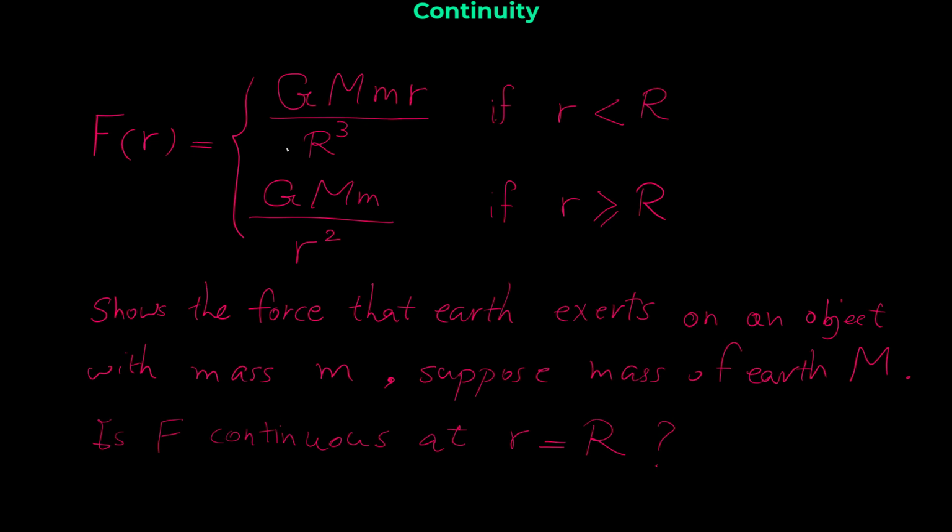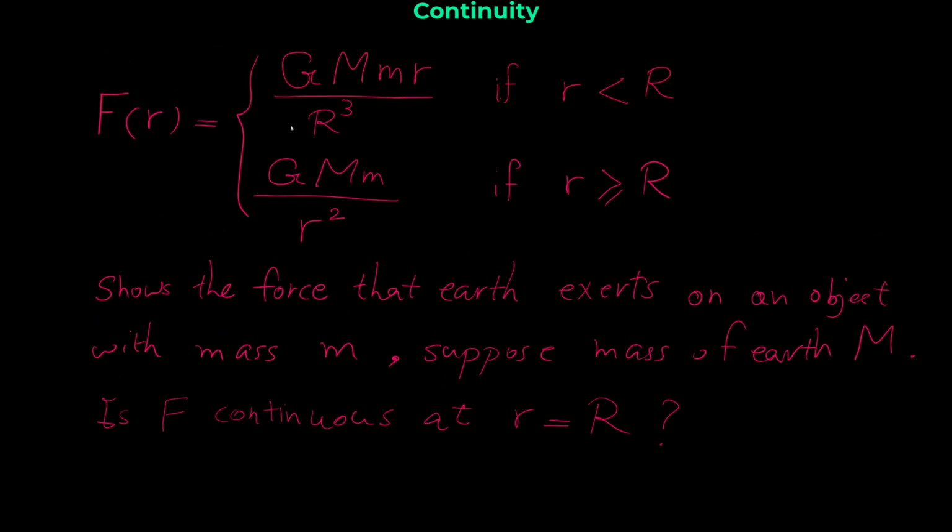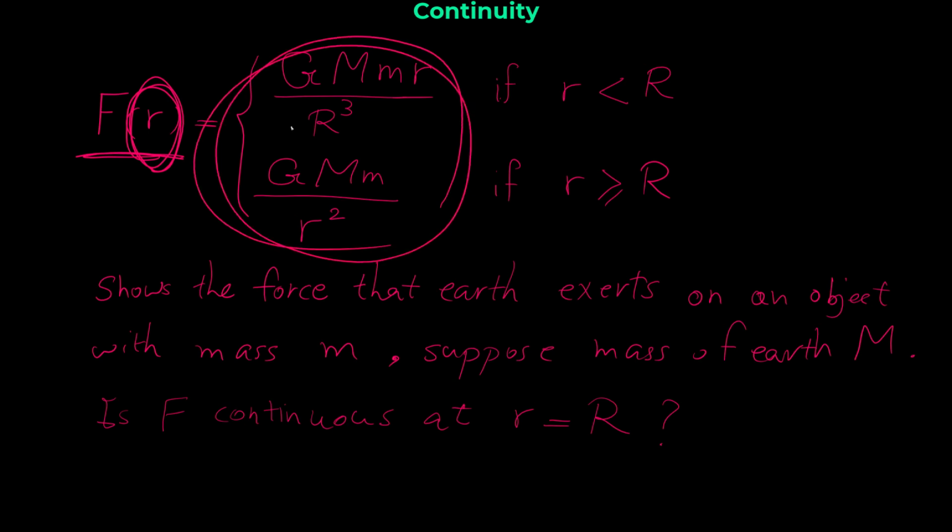This question is a bit confusing for the students because they usually see x as the variable, but in this question r is the variable, and we usually prefer to work with numbers, not letters like G, M, R, and so on. So if it's a bit confusing for you, it's completely normal. So we want to see if this function, attention, the variable of the function is r, everything else in these equations is constant. Is this function continuous when r equals R or not?